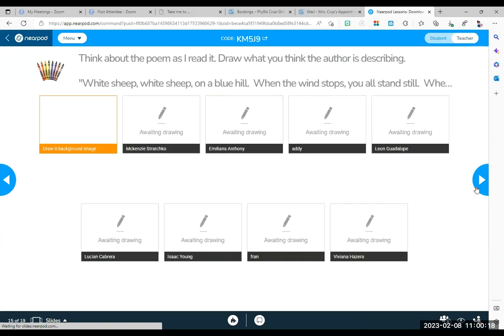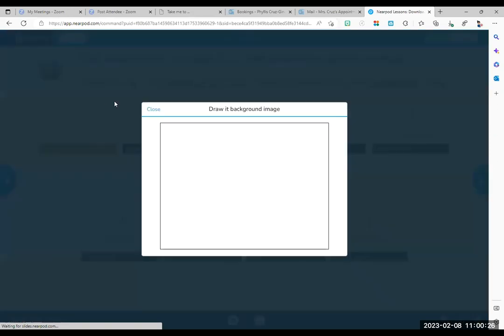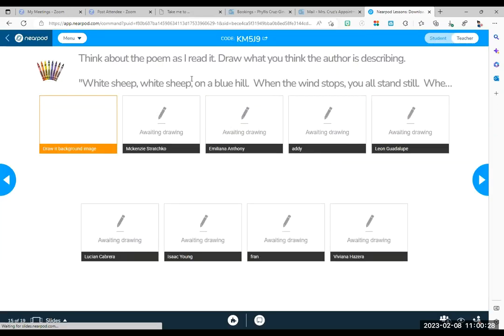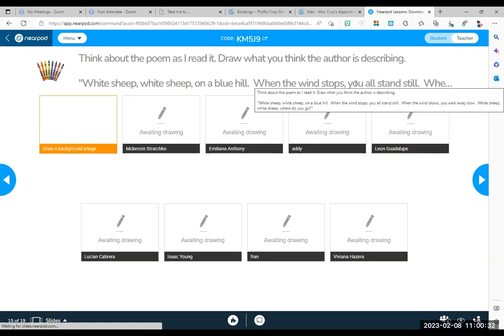Okay, last thing. Or how close are we? Oh, no, we have a few left. Think about the poem as I read it. Oh, I love this one. Guys, this is time for you to listen carefully. I'm going to read this little tiny poem, and I want you to draw what you think it's about. And then on the next slide, we're going to see if your idea of the poem is the same as the author's idea. So listen, listen.